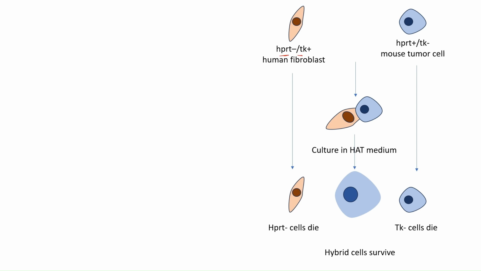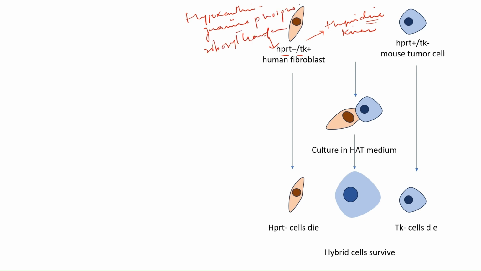Now, we fuse both the cells, and before fusion, there are two enzymes to consider. The first is thymidine kinase. As the name suggests, thymidine is needed for DNA synthesis. The second enzyme is HPRT, that is hypoxanthine-guanine phosphoribosyl transferase. From the names themselves, we know that both enzymes are needed for the synthesis of DNA. So before fusion, from the human fibroblast we switched off or removed the gene for HPRT.